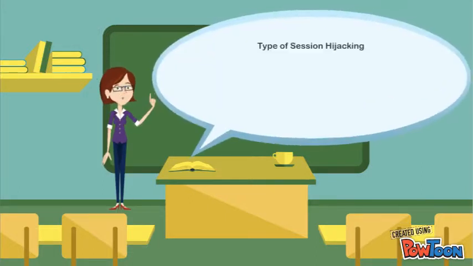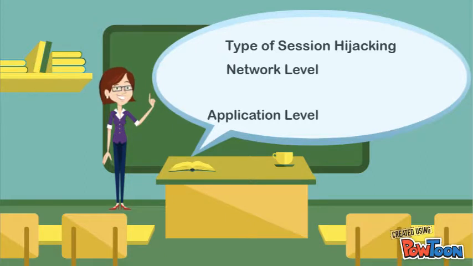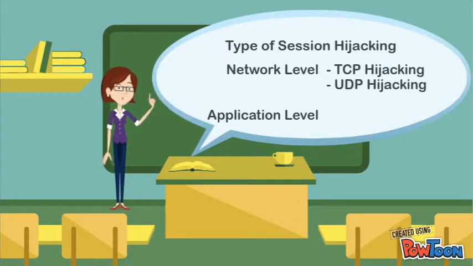There are three types of session hijacking and they are from two different levels of the TCP/IP protocol, which are network level and application level. TCP hijacking and UDP hijacking are covered in network level and HTTP hijacking is covered in application level.